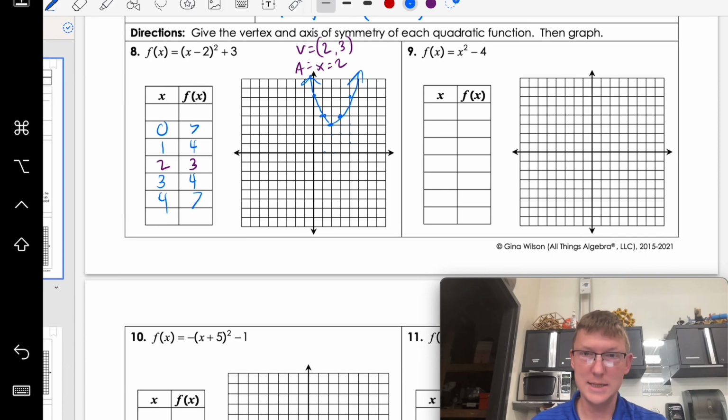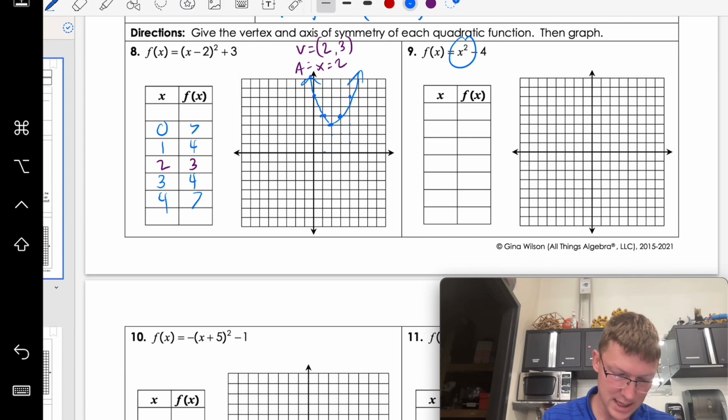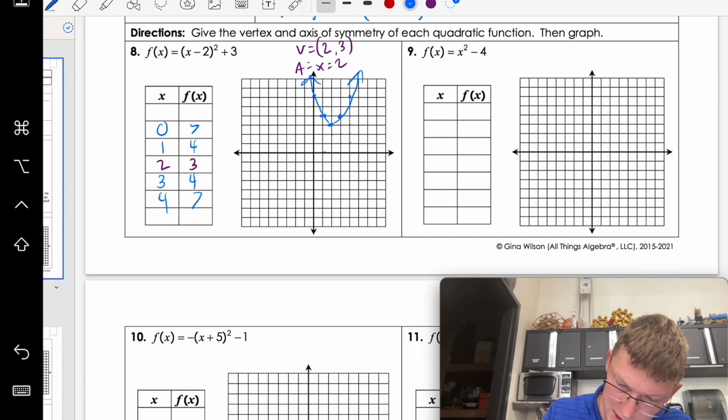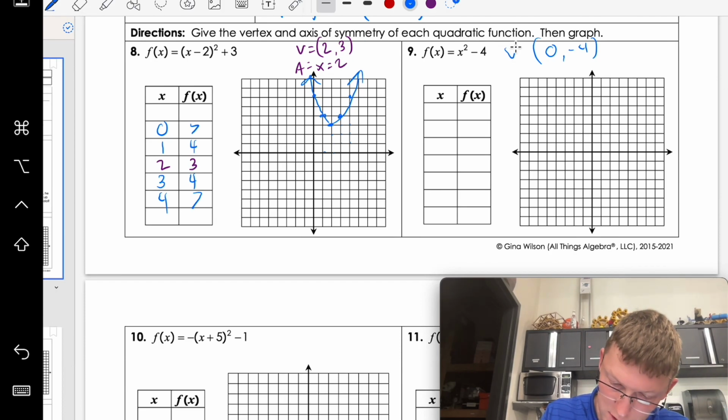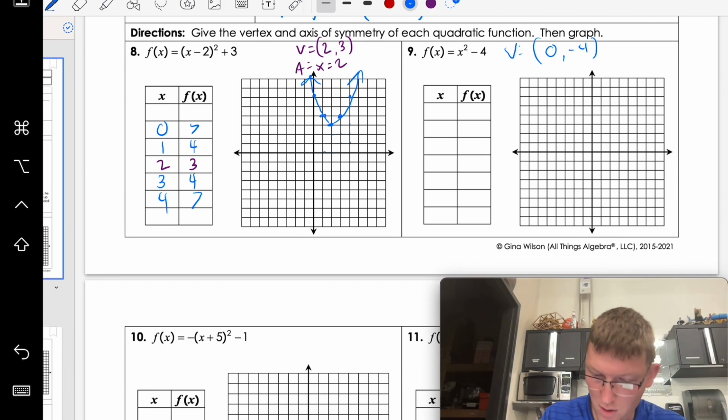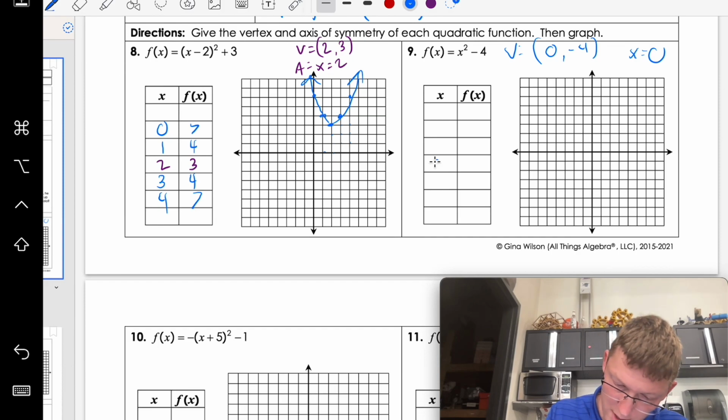So we can also very quickly look at 9 while we're here. Our vertex is going to be, without doing any math, there's nothing attached to that guy, so our vertex is going to be 0, -4, just by using that parent function that we learned earlier. So that's our vertex. And then our line of symmetry is just going to be x equals 0.